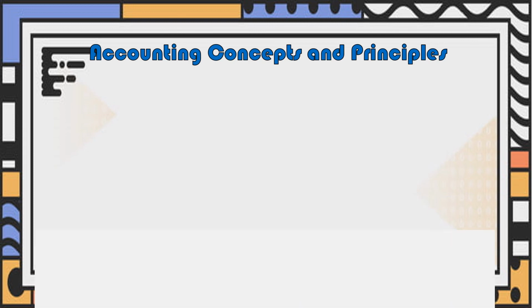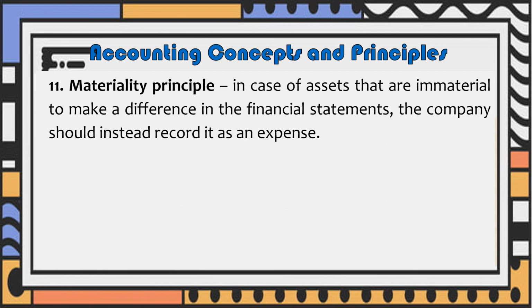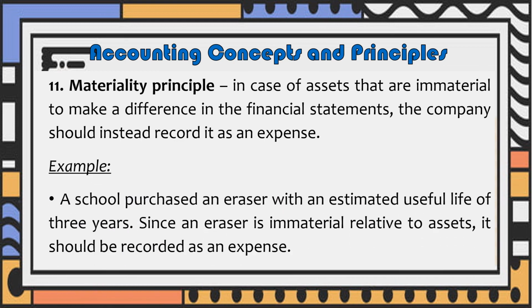Next, the materiality principle. This includes all assets that are too immaterial to make a difference in the financial statements, which the company should record as an expense. Example, a school purchased an eraser with an estimated useful life of 3 years. Since an eraser is immaterial relative to assets, it should be recorded as an expense.